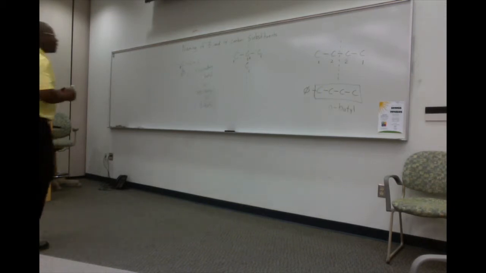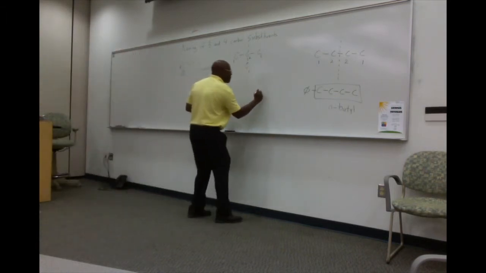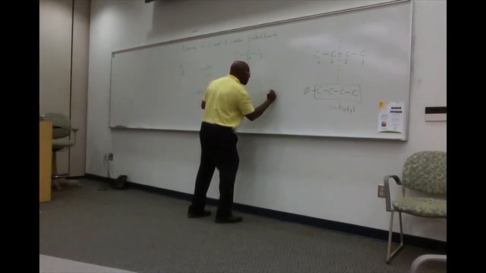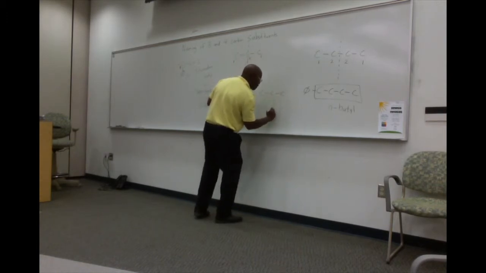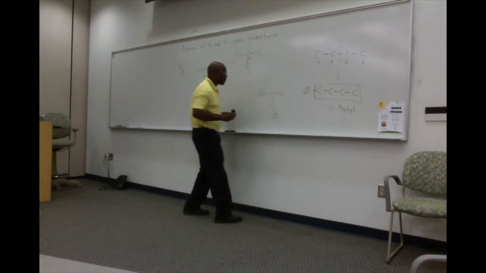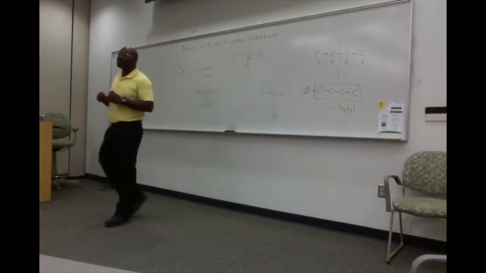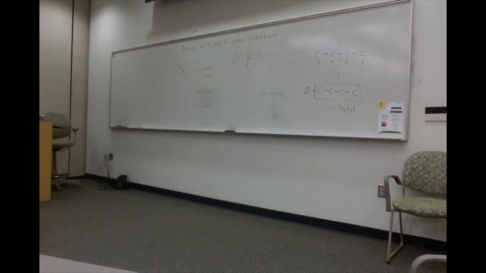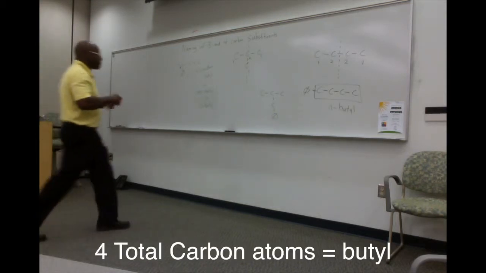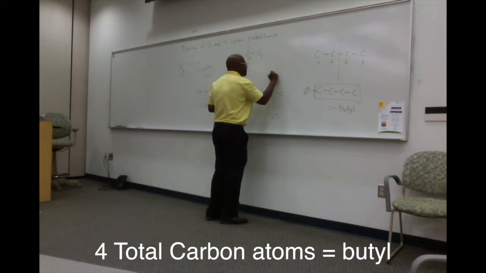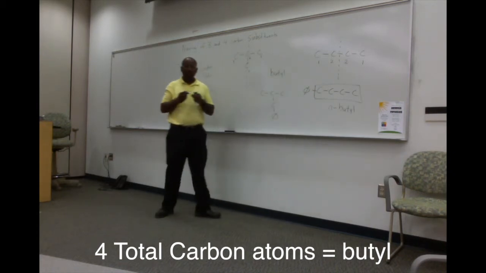If I'm attached to carbon number 1, what name is given to me when I'm attached to carbon number 1? First of all, I'm a total of how many carbon atoms anyway? 4. So I know I'm going to be a butyl group. What type of butyl am I?